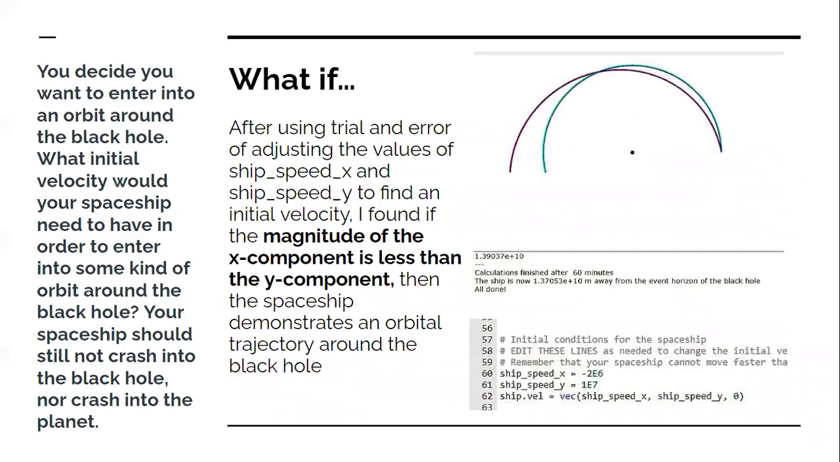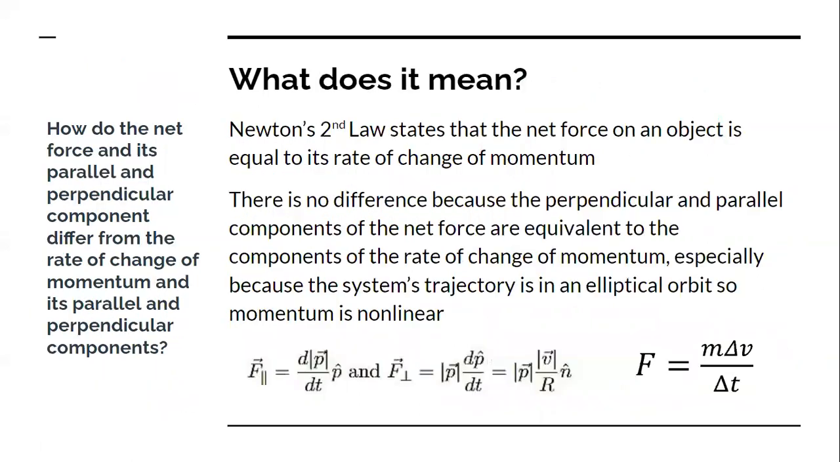Now, for our what-if, we want to change that: we decide that we want to orbit the black hole and not just take off from the planet. The easiest way to do this is to take the magnitude of the x component and make sure that it's less than the magnitude of the y component, so that it takes a trajectory similar to the one you see on the right, where it's orbiting instead of taking off. The values that worked best for me were -2e6 for my x component and +1e7 for my y component.